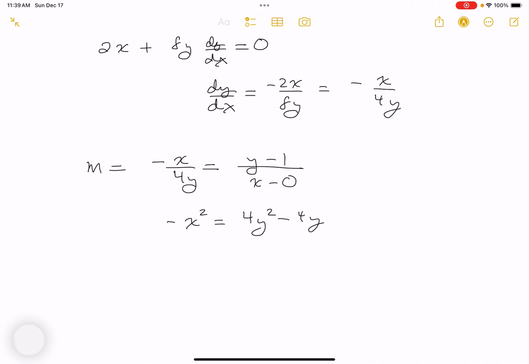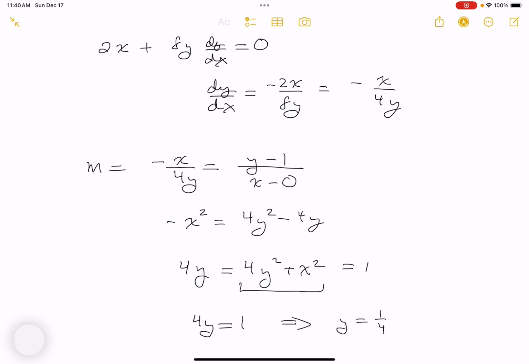And then I can write this down as 4y squared plus x squared is 4y. And this looks pretty familiar to me. What is this equal to? Well, that's the original equation they gave me, just the number 1. So 4y is just the number 1. Now, what does that mean? It means y is a quarter. What's the x going to be?